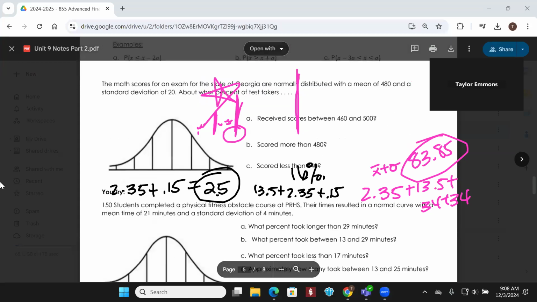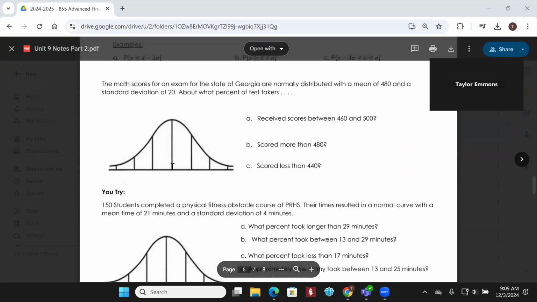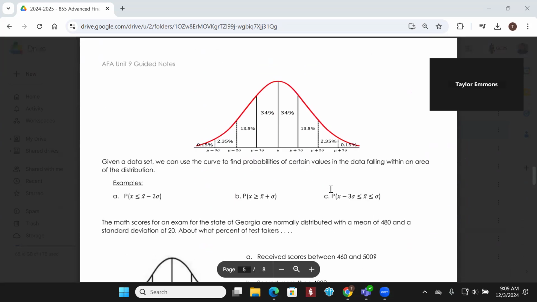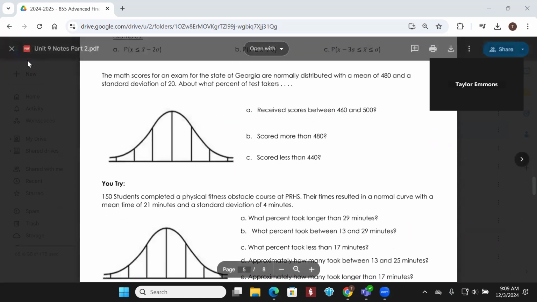All right. Looking at the next one, whenever you get this normal curve, the first thing you want to do is take all your percentages and write them down. So you start in the middle. You got 34, 13.5, 13.5, 2.35, 2.35, and then 0.15, 0.15.